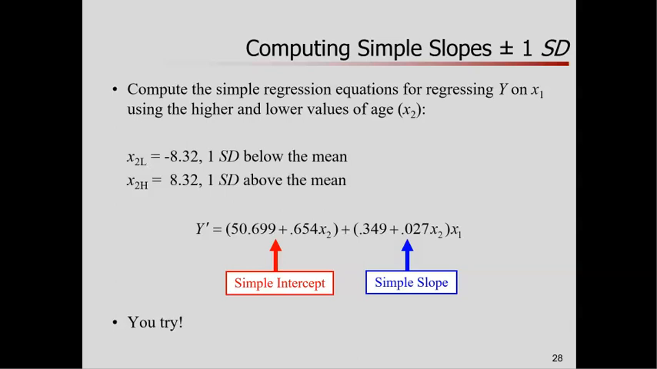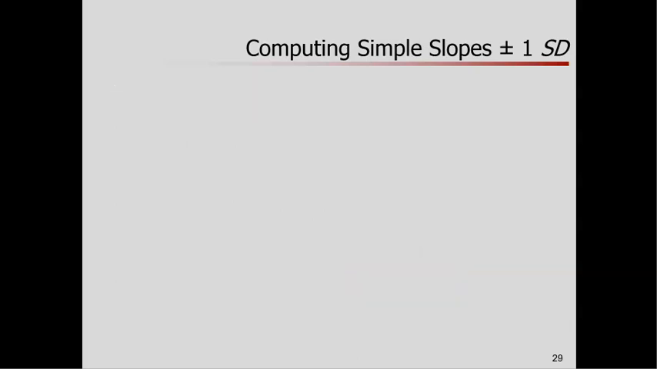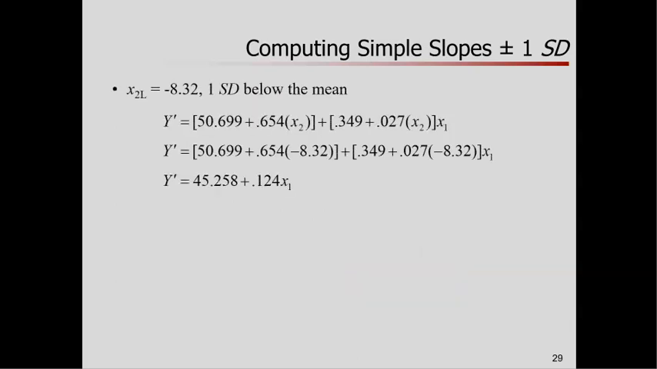Looks like most folks seem to be working at this, maybe rounding into some answers. Let's look at it together. Here's what I got when I did it. Going one standard deviation below the mean on X2, that would be a centered value of negative 8.32. Plugging in negative 8.32, times 0.654, added to 50.699, took me to 45.258. And plugging in negative 8.32, there's X2 over there, times 0.027, added to 0.349, took me to 0.124.